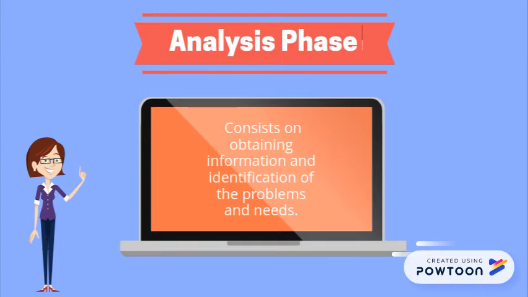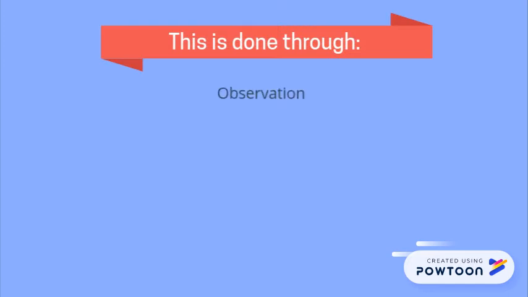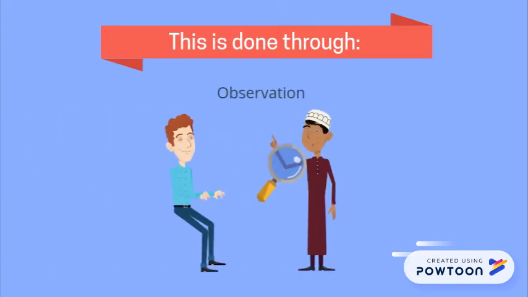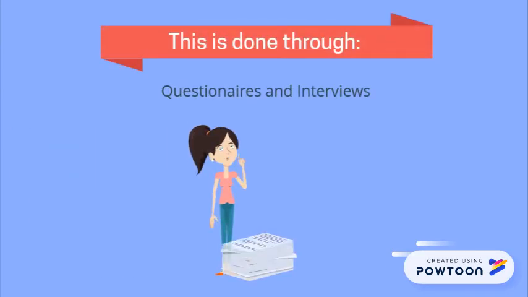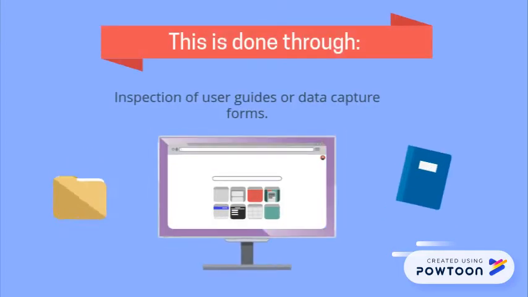To be able to understand and identify this, it is necessary to observe, without intervention, how the staff works, apply surveys, questionnaires, and interviews to the different current users of the system that might benefit from a system improvement. For instance, the staff that uses the system to perform their jobs or that need a new system, and to inspect user guides or data capture forms in order to see how the system had been functioning.